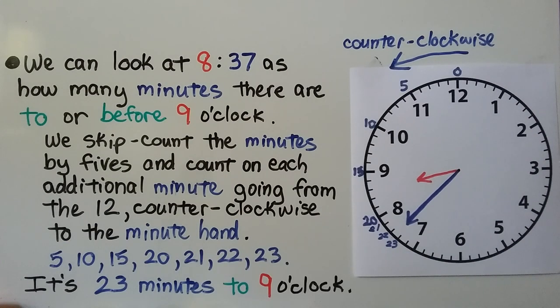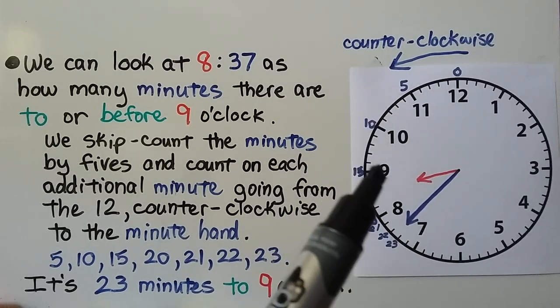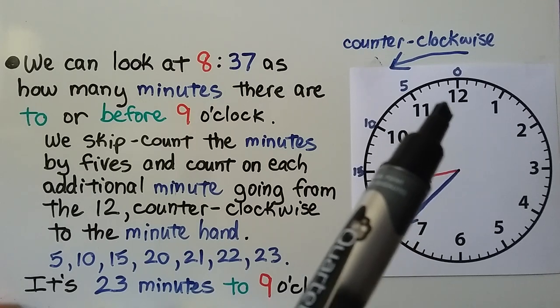And we can look at 8:37 as how many minutes there are to or before 9 o'clock. Because once this minute hand keeps going this way and gets to the 12, the hour hand is going to move up and point to the 9, and it'll be 9 o'clock.